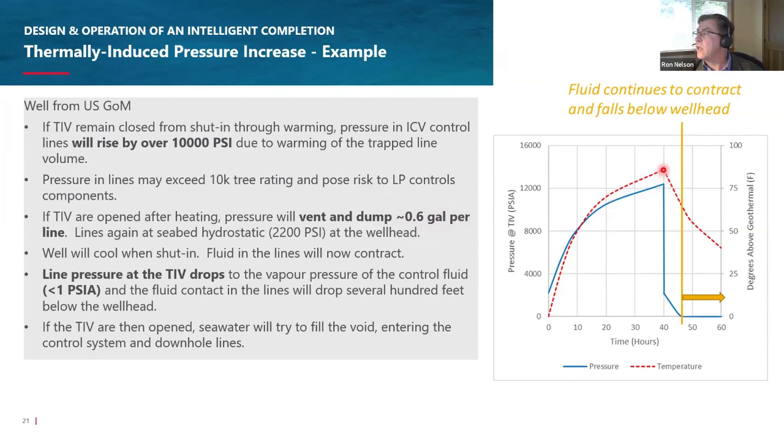If I then shut the well in and allow it to start cooling, my fluid in my lines will also start to cool and contract. It'll actually drop down to almost 0 psi, quite a bit less than 1 psi. And we get down to the vapor pressure of the control fluid, and it'll continue to fall. So basically you can end up with several hundred feet of vapor in your control lines. And this could happen to you, in your extreme water depths, the same thing can occur.